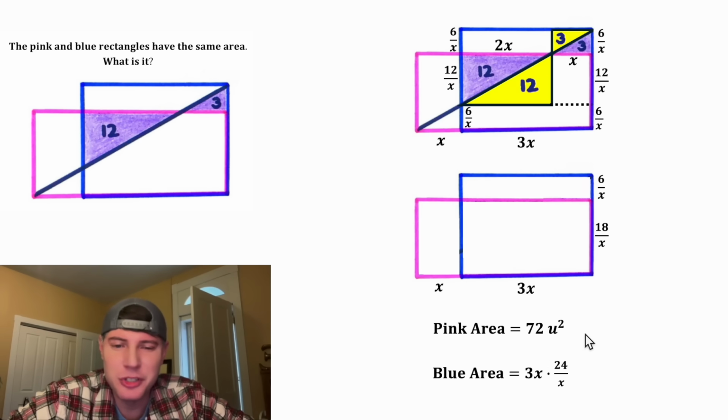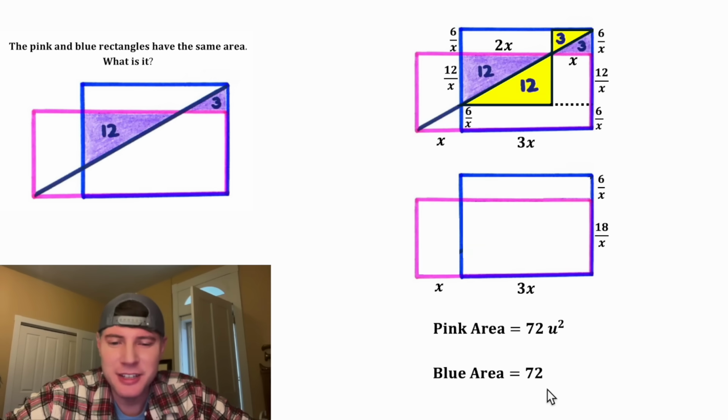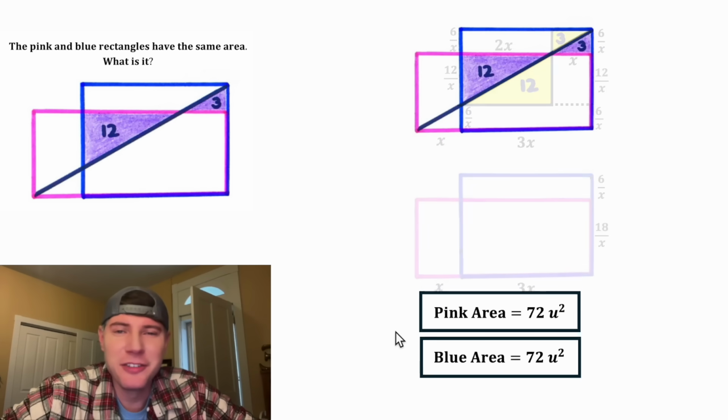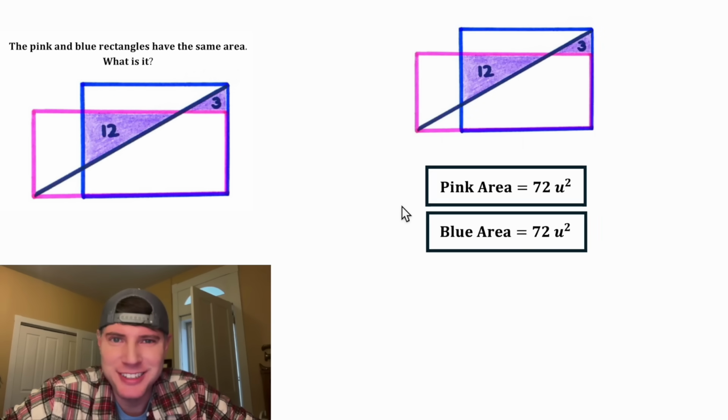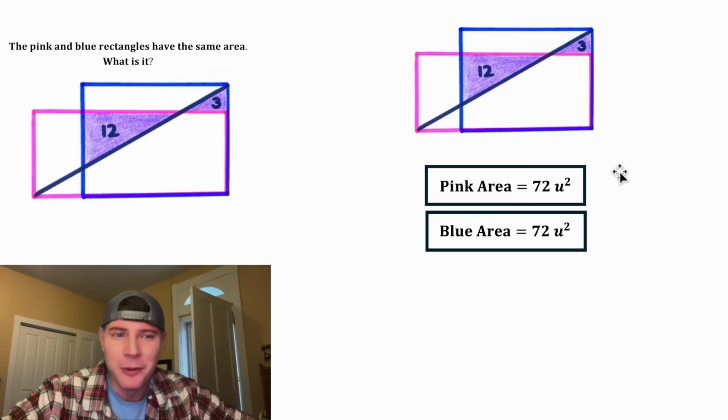Let's give it a label of square units and check out the blue area. This x and this x are going to cancel each other out, and 3 times 24 is also equal to 72. Let's give it a label of square units and put boxes around each of these. Either of these is the answer to our question. The pink rectangle and the blue rectangle both have an area of 72 square units. How exciting.